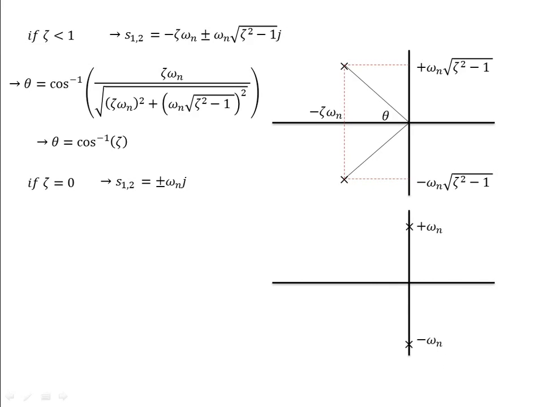So the poles will be on the imaginary axis. And if zeta equals 1, which means we have a critically damped system, we have the repeated poles at s1,2 equal to minus zeta omega n, which are on the real axis. In fact, for these poles zeta is 0, theta is 0, and for these two poles zeta is 1, or theta is 90 degrees.